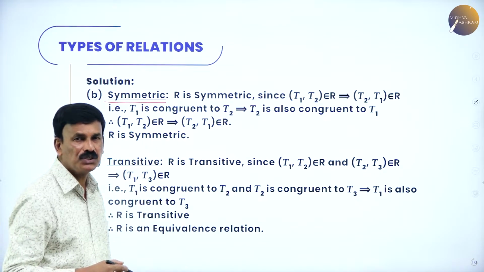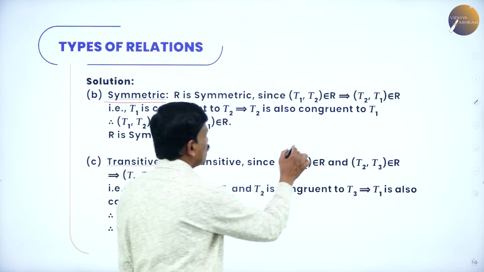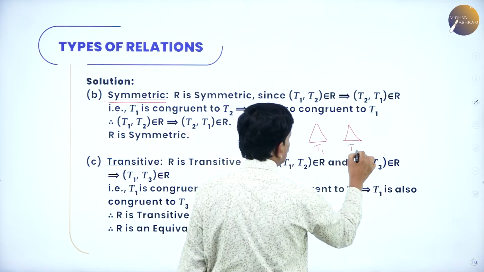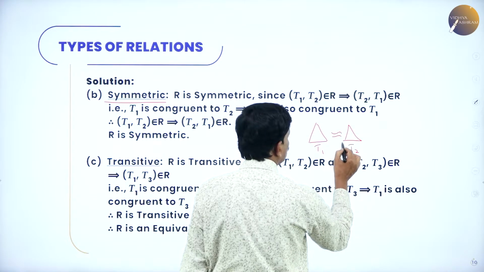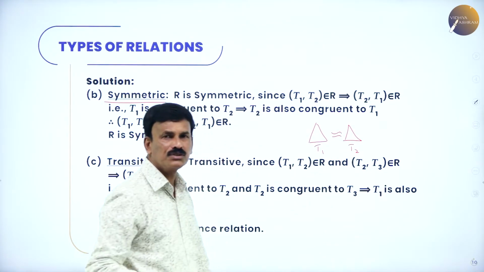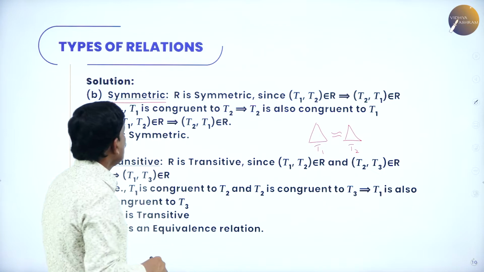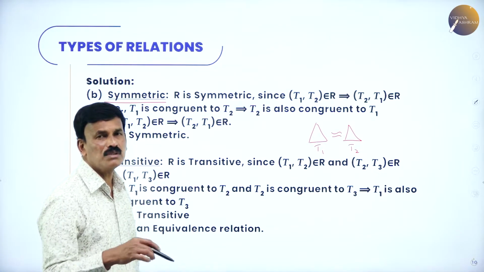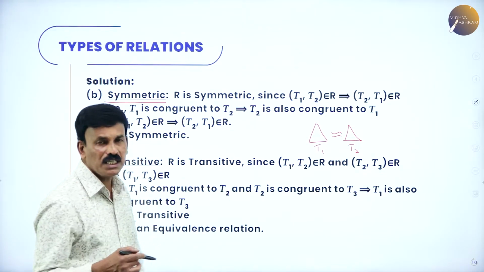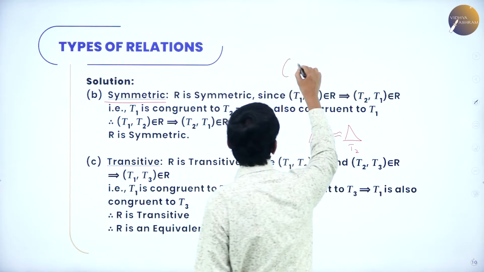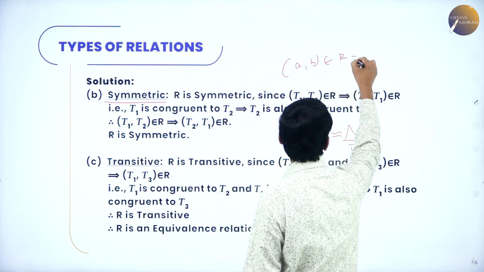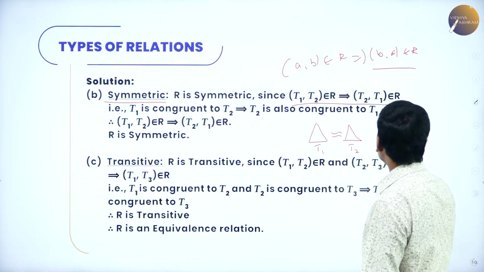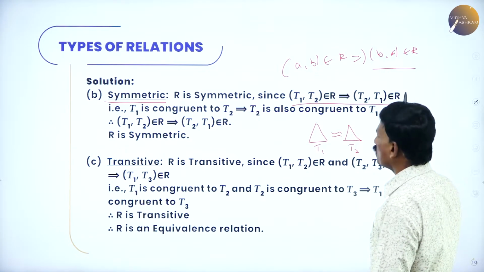Suppose T1 and T2 are any two triangles. If T1 is congruent to T2, then T2 is also congruent to T1. So here R is symmetric, since (T1, T2) belongs to R implies (T2, T1) also belongs to R. That is, (A, B) belongs to R implies (B, A) also belongs to R.